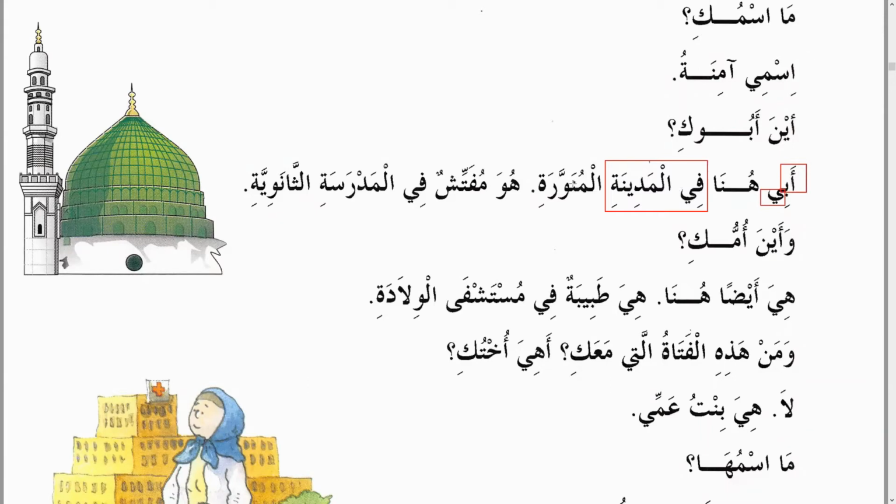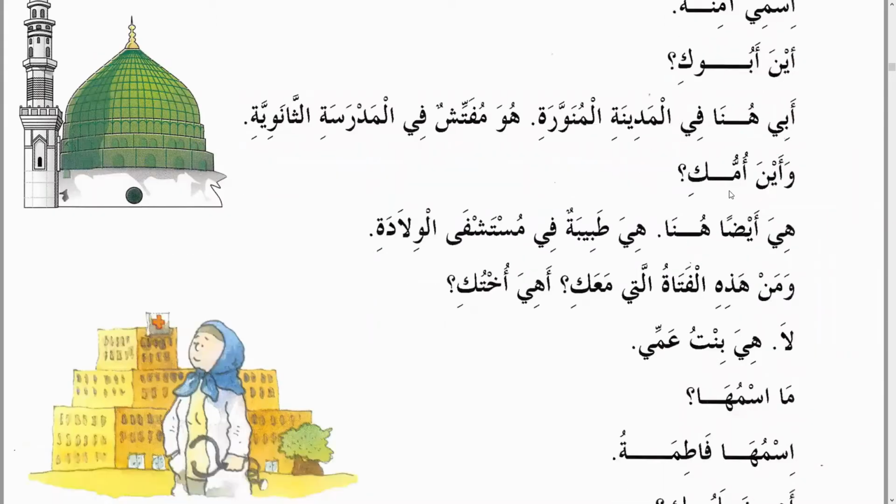What is Munawara? It's not part of it. And huwa mufattishun, the subject and predicate are here. This is the subject and this is the predicate. That's it. The rest, all the jar majrur, is extra. Inshallah. He's an inspector. Mufattish is inspector.